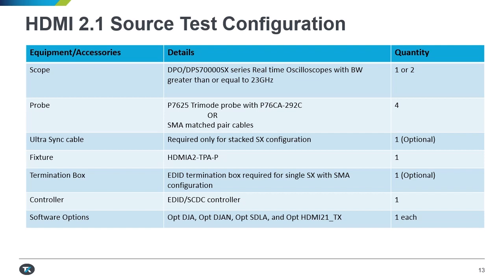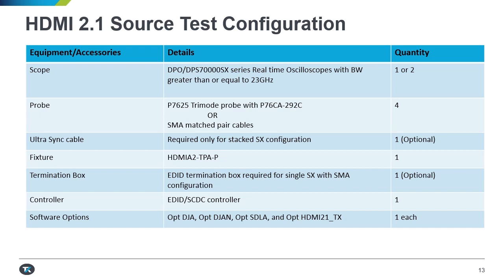Here is the list of test equipment and setup for FRL source testing. 1 or 2 DPO or DPS 70,000 SX with minimum 23 GHz bandwidth are recommended. 4 P7625 Trimode probes are needed for complete automation. If 2 scopes are used, then no probes are required. In that case, we use SMA matched pair cables.